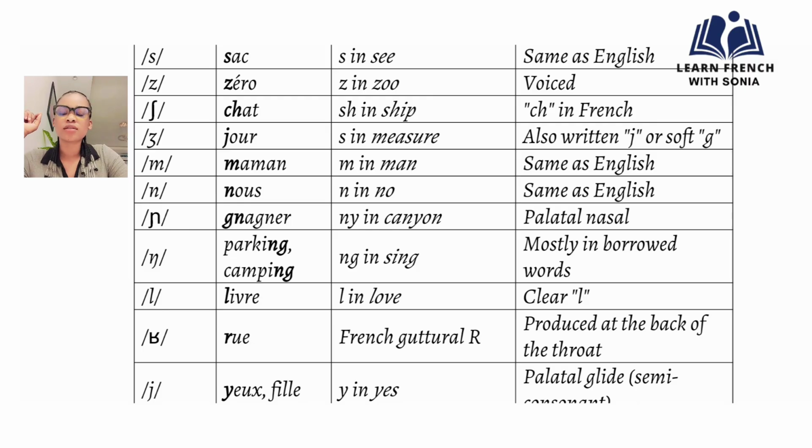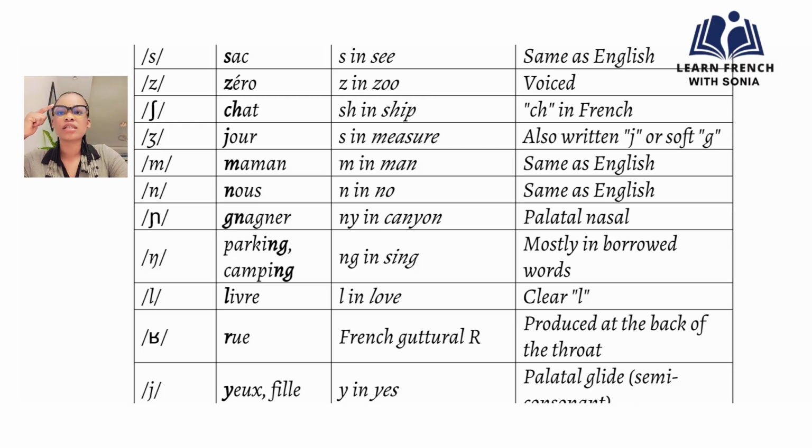Then we have the N sound. No, no. That's the example there. N in no. It is the same as in English. Then we have gn. Gagner. Please repeat these things, learn them over time, you will understand. It's not very, very hard, I promise you.